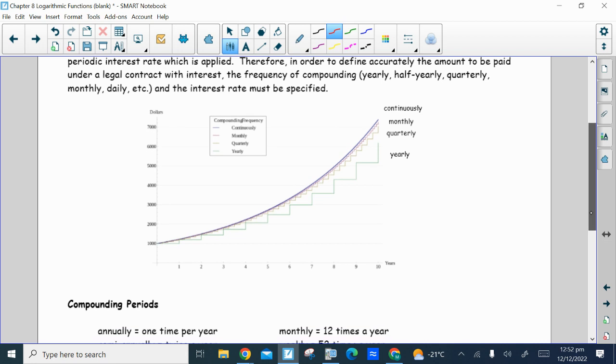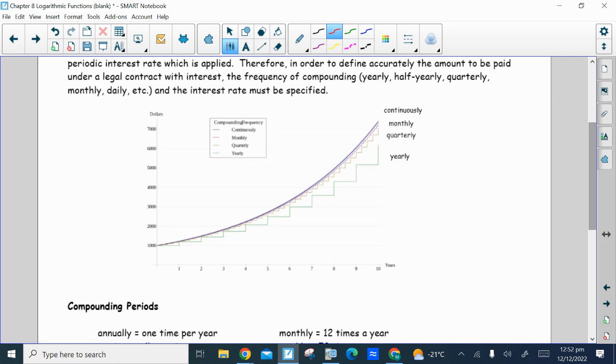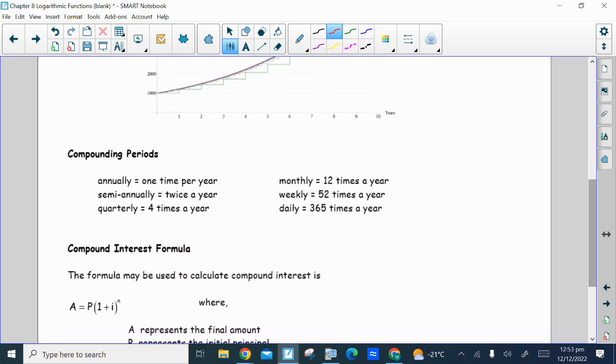And so this table just shows the effects of how often the interest is compounded or calculated. The more frequently it's calculated, the quicker it grows, is basically what this chart shows. It shows the amount of an investment that started at $1,000. Now, we're not told what the interest rate is, but the interest rate is the same for all of these graphs, from yearly to quarterly to monthly to continuously, which would be probably daily. But this shows how the money is growing, and it grows the most when the interest is calculated more frequently. So some of the common compounding periods that we're going to be seeing are annually, which is once a year, semi-annually, which is twice a year, quarterly, which is 4 times a year, monthly is 12 times a year, weekly is 52, and daily would be 365 times a year.